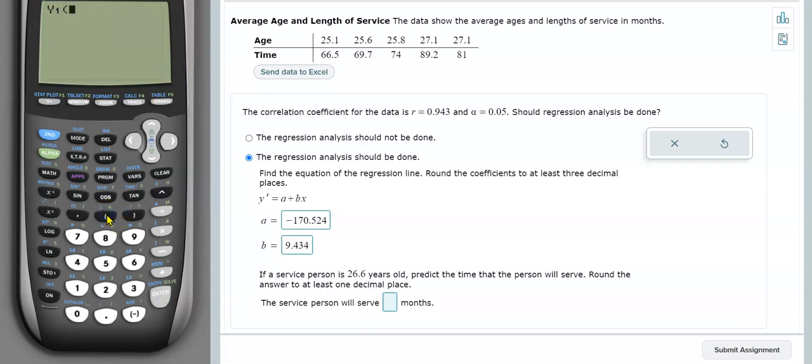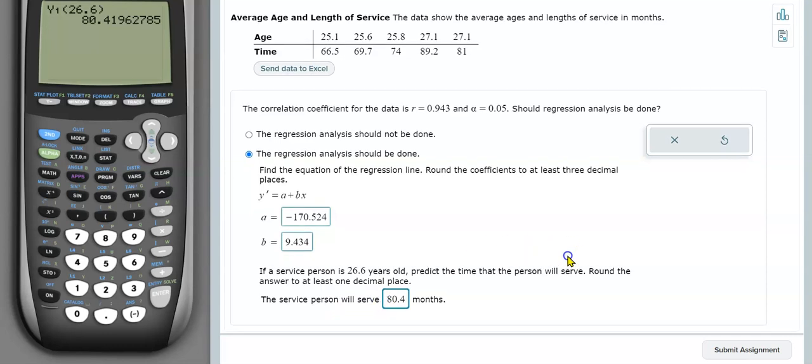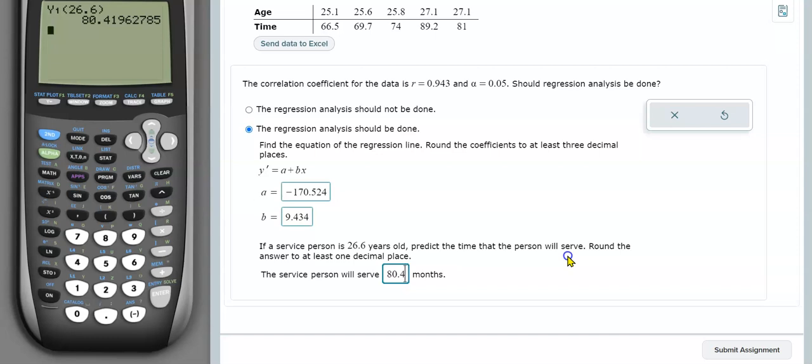Open a parenthesis. Right now I'm going to plug in 26.6, and close the parenthesis. And that's it. This is going to be 80.4. I need to round how many? At least one decimal place. Yeah, at least one decimal place. That's good. So either 80.4 or 80.42, one of them should be good, right? Okay, that's all for this question, guys.